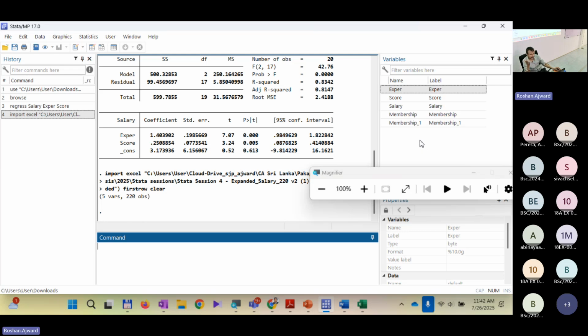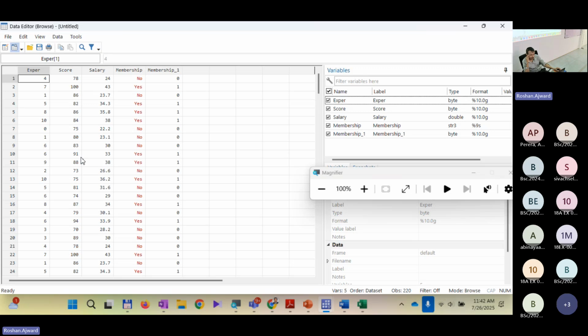The next is what I told you on the regression. But before that, the best practice is to view the file. So I will go to Browse. Now you can see there are 220 observations. That's good.